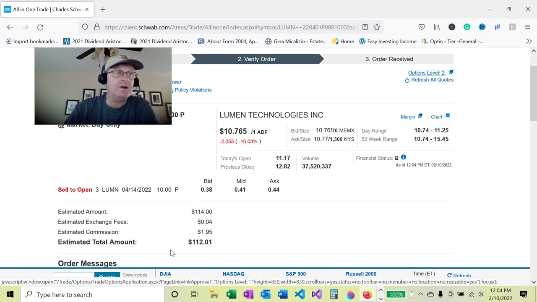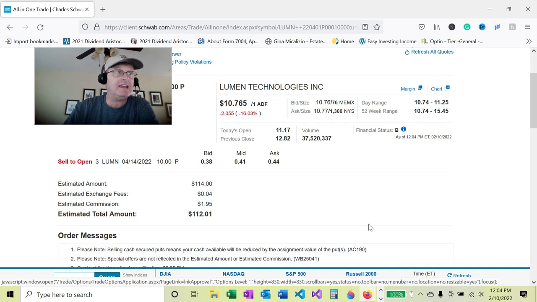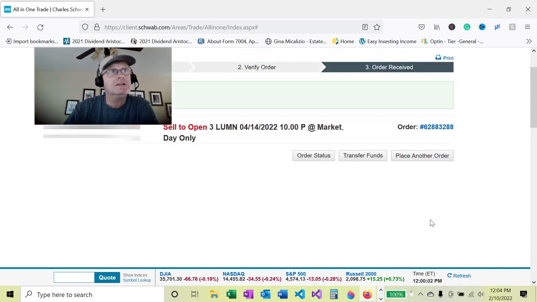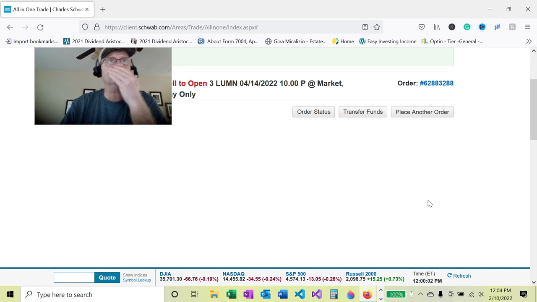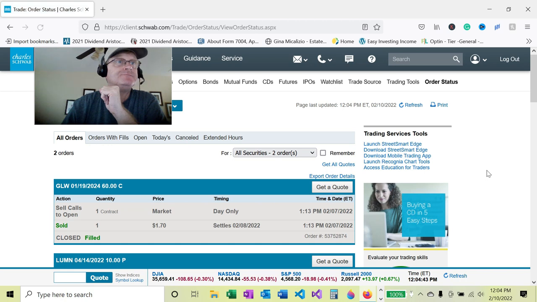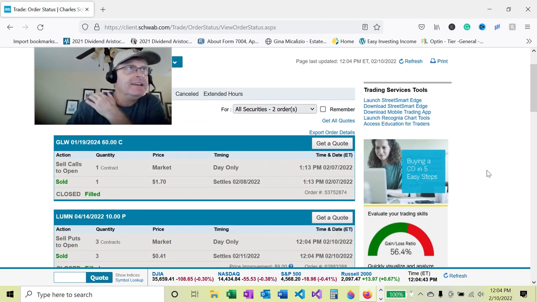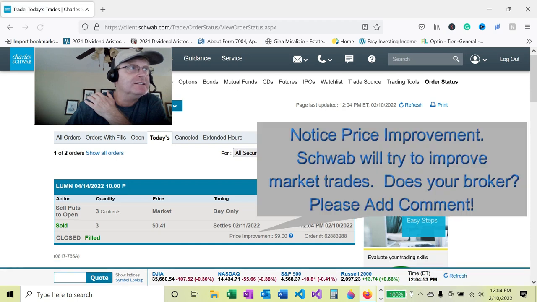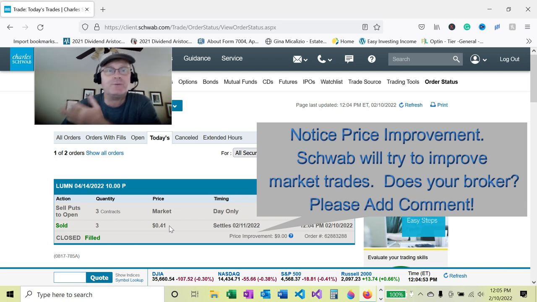Again, it's telling me 112. It's telling me the cost, and it's saying everything looks good. It's still available, and now I can place the order. And so here I've placed the order. It was successful. I can look at the order status. And it went through. Let's do today's. It's showing me other orders I've done. So there it is, Lumen 414, and I did $41. So that's what, 123. So I made $120 on what, 15 or 20 minutes worth of work.